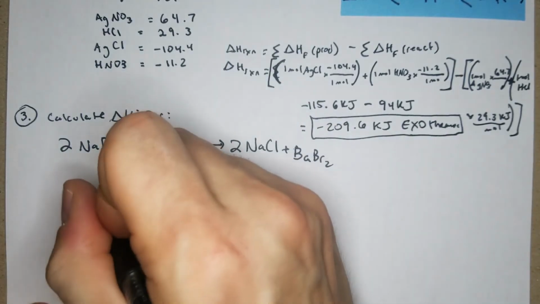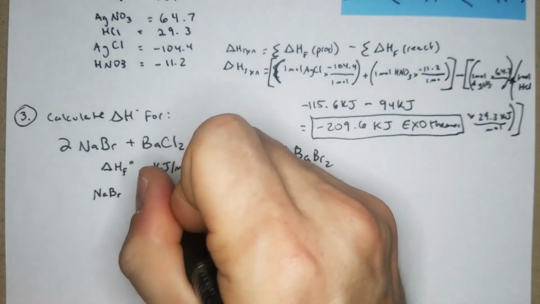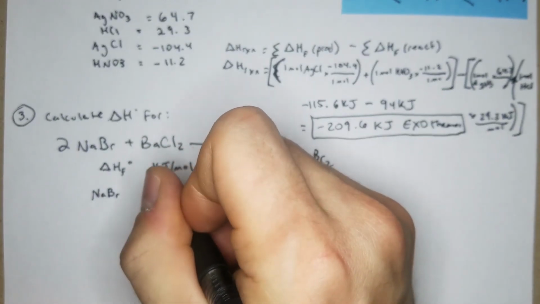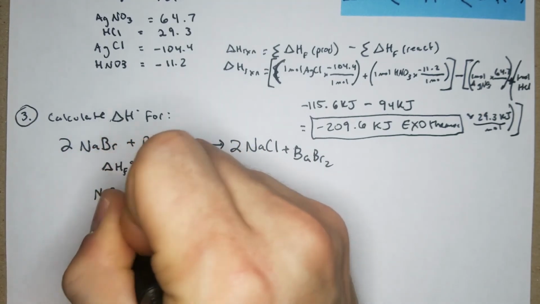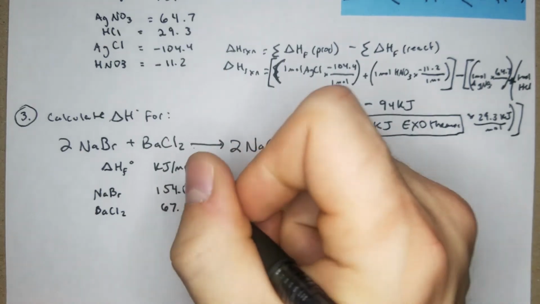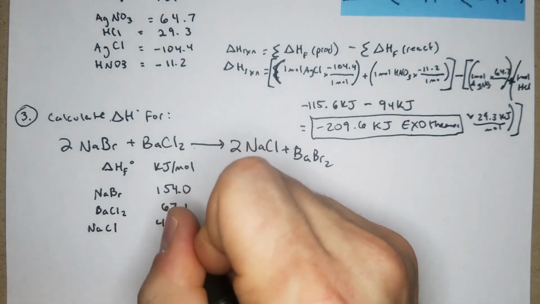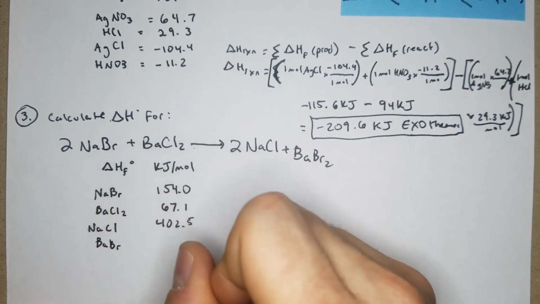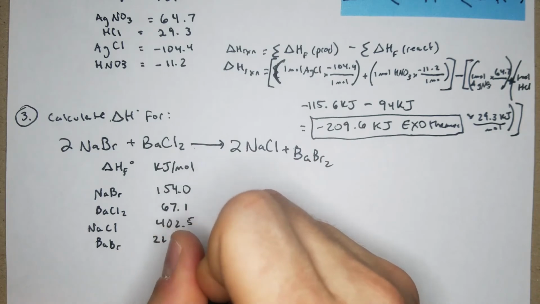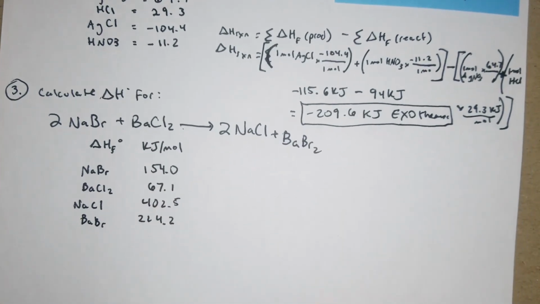So these enthalpies of formation are going to be NaBr 154.0. We'll have BaCl2 67.1. NaCl is going to be 402.5, and then we'll have the BaBr. It's going to be 224.2. So this is probably a good time if you want to pause and then try this problem out, and then you can compare with the answer that I get.